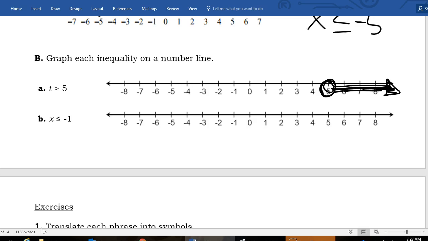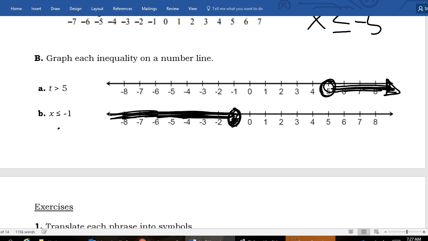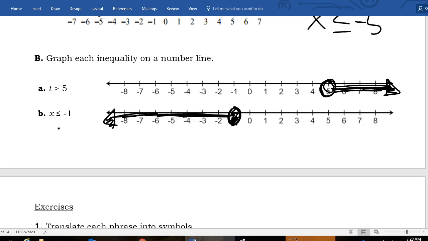Letter B says X is less than or equal to -1. So again, I'm going to circle the -1. Because it's got that "or equal to" line underneath, I'm going to color in this circle. And then it's a less than, so I'm going to shade in that direction, the direction that this symbol or arrow is pointing. And it should look something like that.